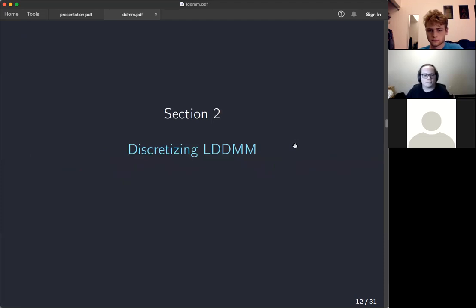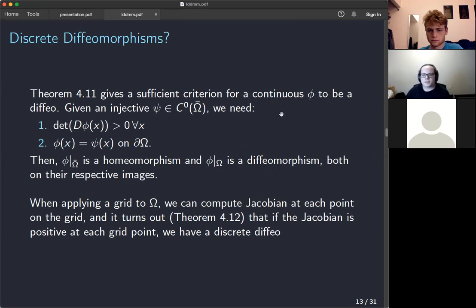Now we'll talk some more details on how we're going to discretize this problem. First off, what does it even mean for a function to be diffeomorphic with an input as a discrete set, like a computer grid? In the continuous sense, there's a theorem that gives a sufficient criterion for a phi to be a diffeomorphism.